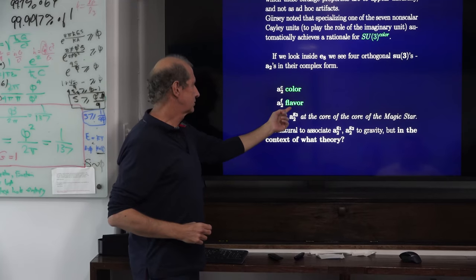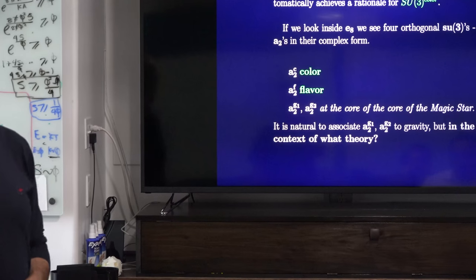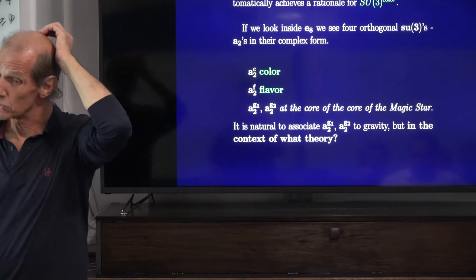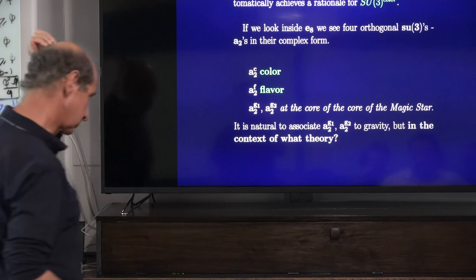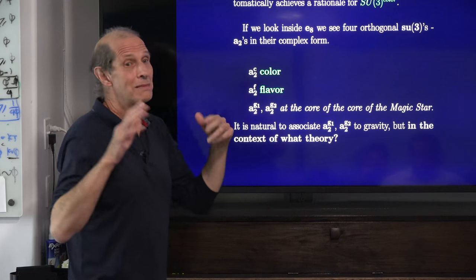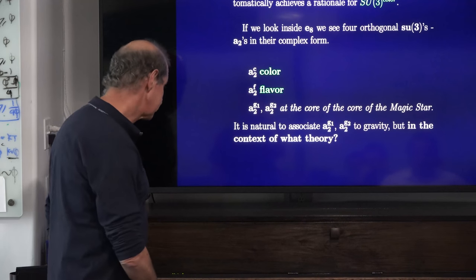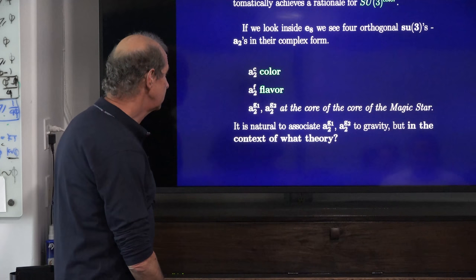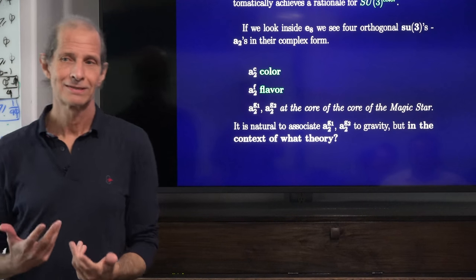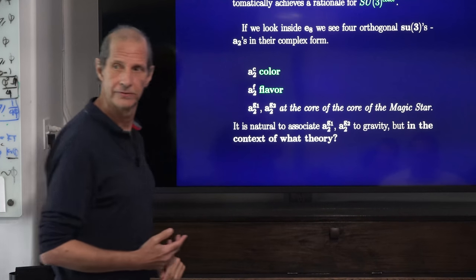You have an orthogonal one that you can easily look at as a flavor SU3. Gursey himself, at that time, was thinking about a flavor SU3, not an SU2 cross U1. And then you have two more that you naturally associate somehow to gravity. I would rather say that they're associated to dark matter for the reasons I will tell you about. In any case, you have a huge structure which includes algebras that have always been related to particle physics. So you try to interpret them in this way.